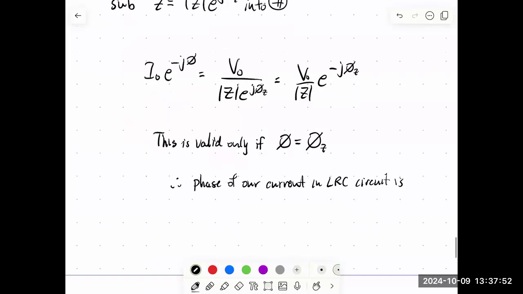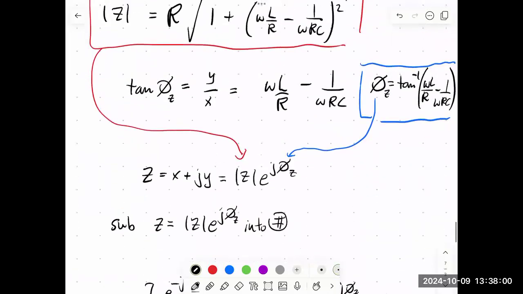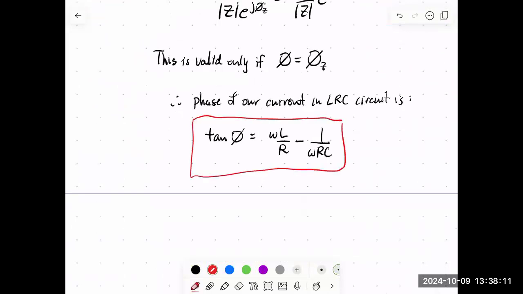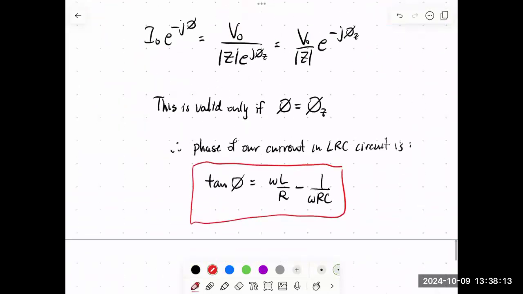is, well, we know that tan of phi z was, let me get it right, let me not make a sign error, omega L over R minus 1 over omega RC.